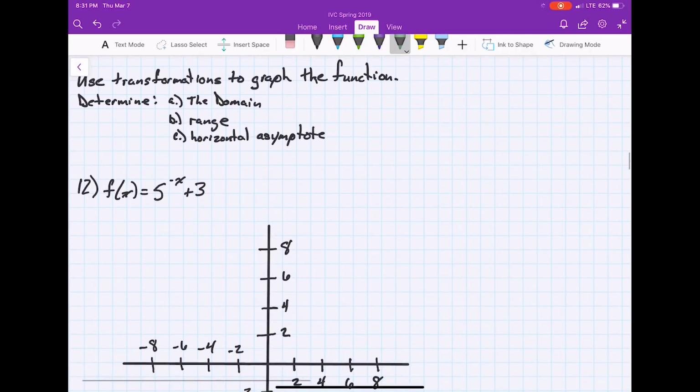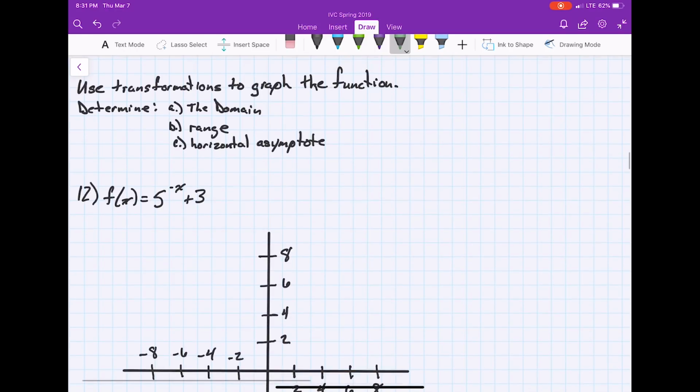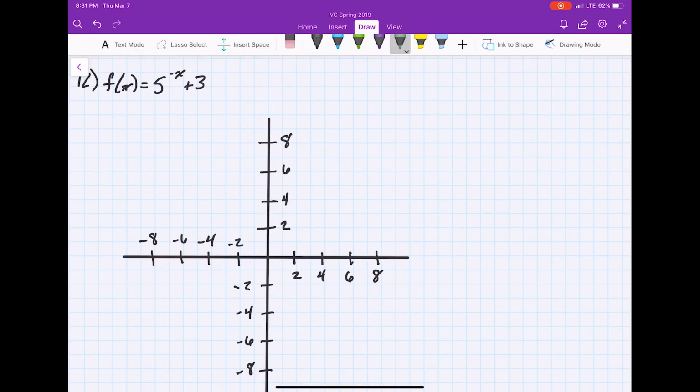All right, use transformations to graph the function. Determine the domain, the range, and the horizontal asymptote. Well, we talked about this just a little bit ago. The function would normally swoop up just like this, except we've got all these transformations that we've done to it, right? We've got this +3, we've got the exponent's got a negative in it. So those things all mean something, right?